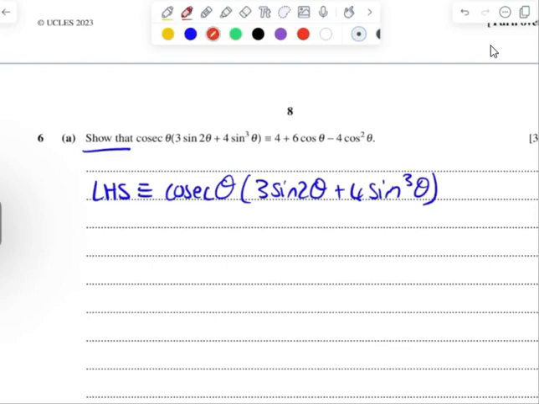Okay, so I'm just writing down my left-hand side, and then I'm going to quickly look at what I'm aiming for. I'm aiming for a cos and a cos squared theta. Okay, so basically all of these need to change. I don't want cosec, I don't want sine 2 theta, and I don't want sine to the power of 3. Okay, so let's just start changing it then.